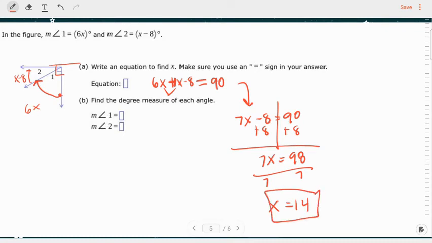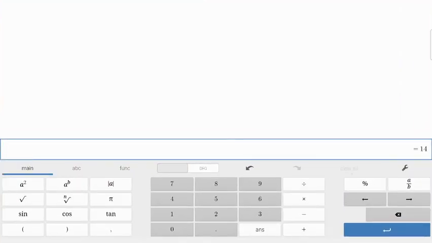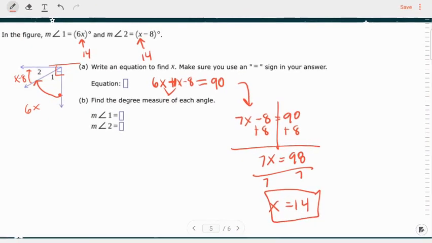Now I'm almost done. I just need to go and plug those back in. So I'm going to plug in a 14 here. Anytime I see an x, I'm plugging in 14. So angle 1 is 6 times 14, which is 84. And angle 2 is 14 minus 8, which is a grand total of 6. If I total those up, they should total the 90, which they do.